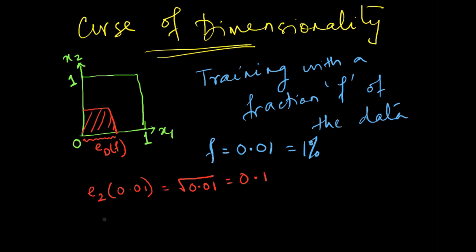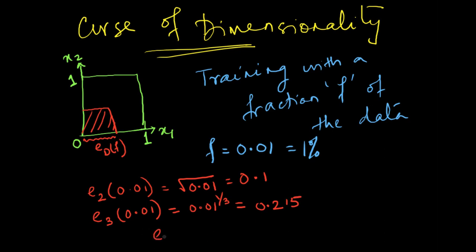Now let's go to higher dimensions. Let's see what happens in dimension 3. E3 of 0.01, if you do the calculation, will be nothing but 0.01 to the power of 1 by 3, which is equal to 0.215. So as you see, when we went from dimension 2 to dimension 3, the size of our cube increased from 0.1 to 0.215. And now let us increase it even further.